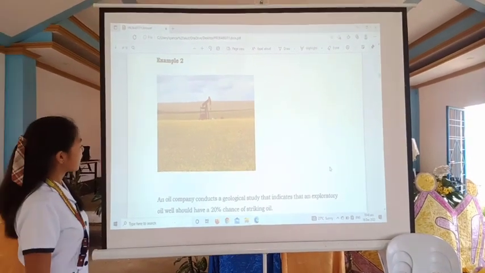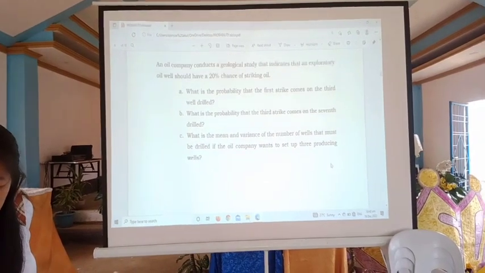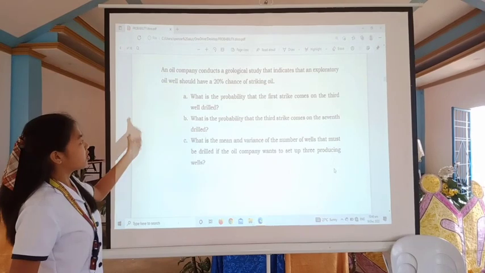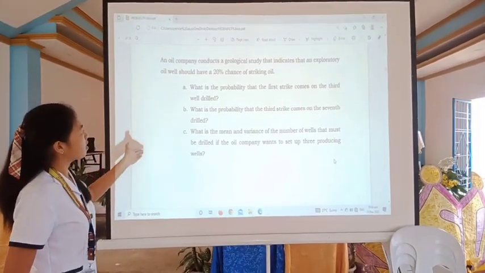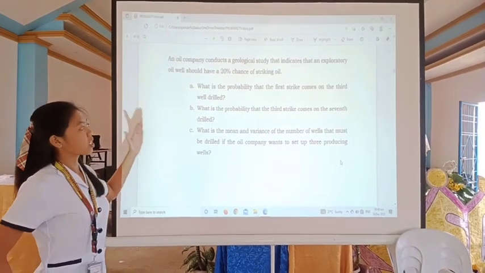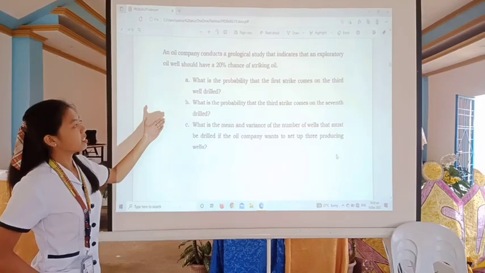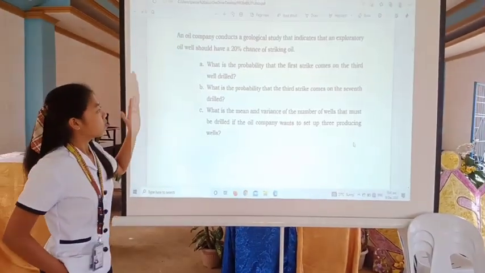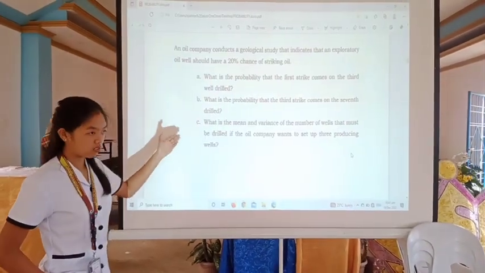Example number 2: we have an oil company that conducts a geological study that indicates that an exploratory oil well should have a 20% chance of striking oil. A. What is the probability that the first strike comes on the third well drilled?